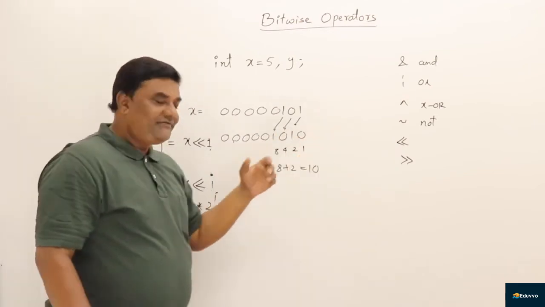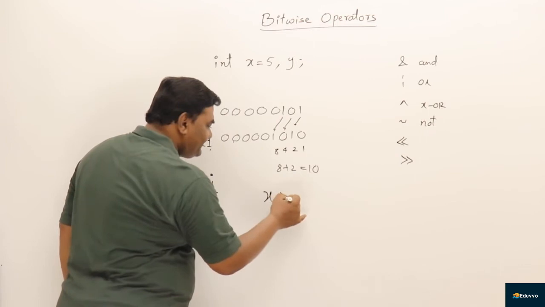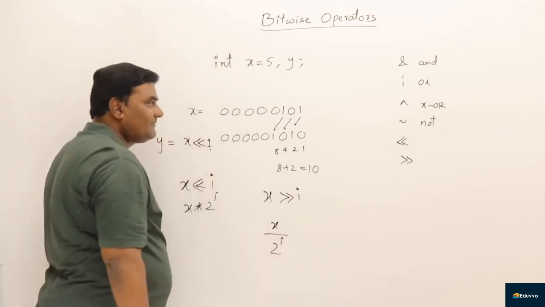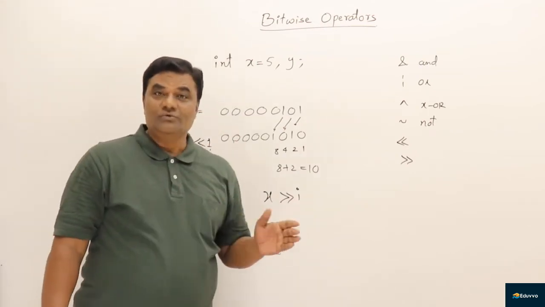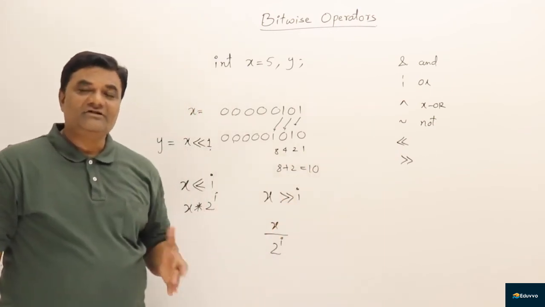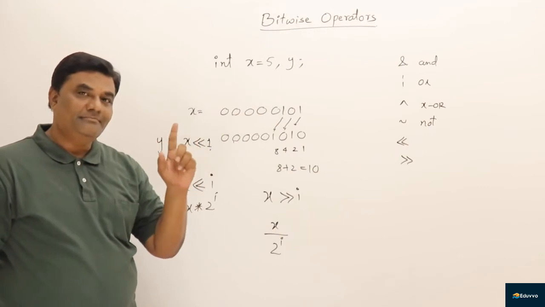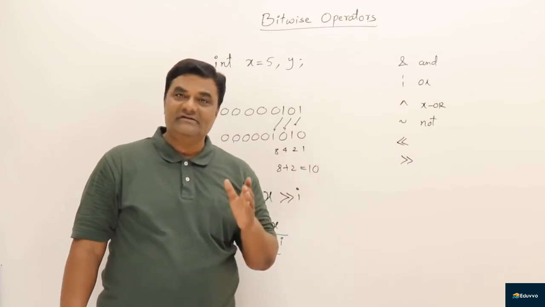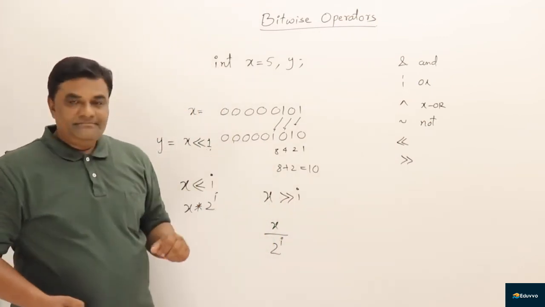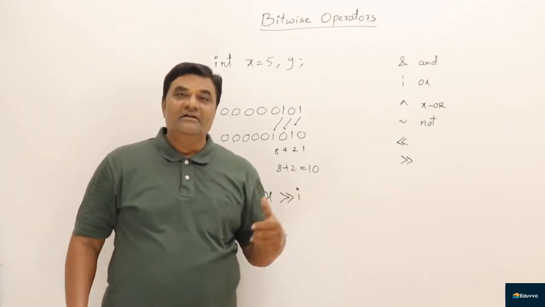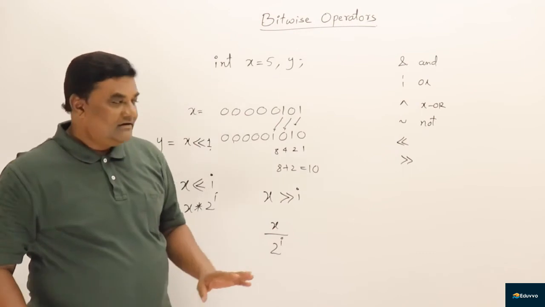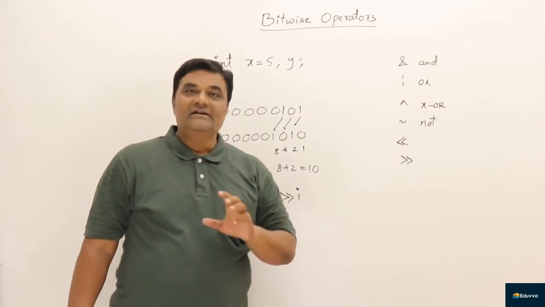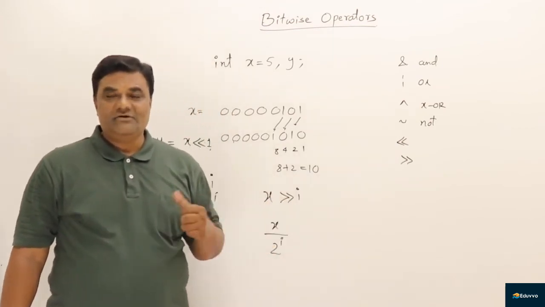Similarly, if right shift is used, if I say x right shift by I, then x will get divided by 2 power I. So 5 will get halved, that is 2, integer division. If it is 10, it will become 5. So the number will become half if you right shift by 1 place. If it is done by 2 places, then it is divided by 4, that is a quarter. But one thing you remember here, the sign bit is not included. The most significant bit, if the number is negative, it remains negative only. If it is positive, it remains positive only. The sign bit is not disturbed in left shift and right shift operations.